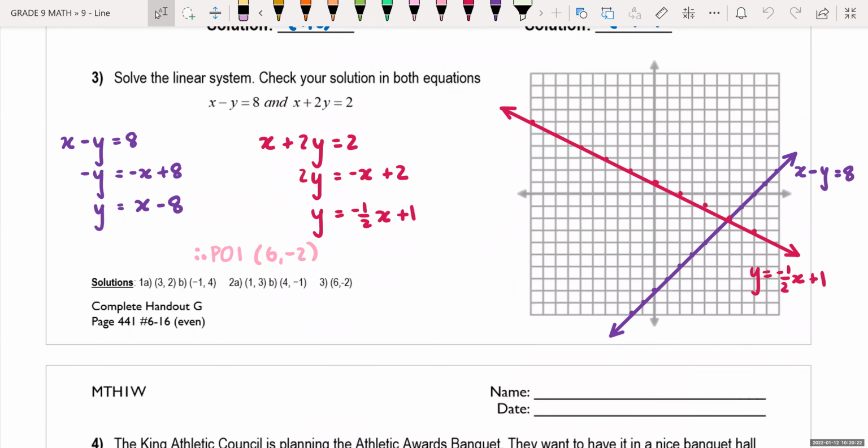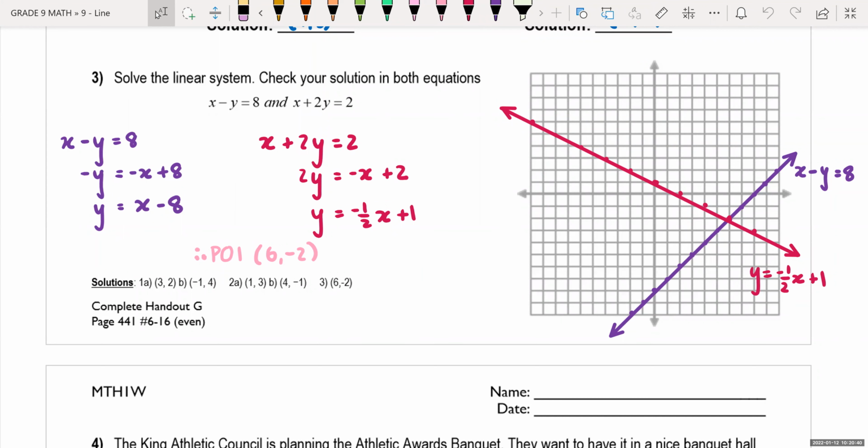For question 3, I had to rearrange the equation a little bit and get it into y is equal to mx plus b form. So this one was y is equal to x minus 8. I graphed that over here. This one was y is equal to negative a half x plus 1. I graphed that over here. And then the point of intersection was just 6 comma negative 2.